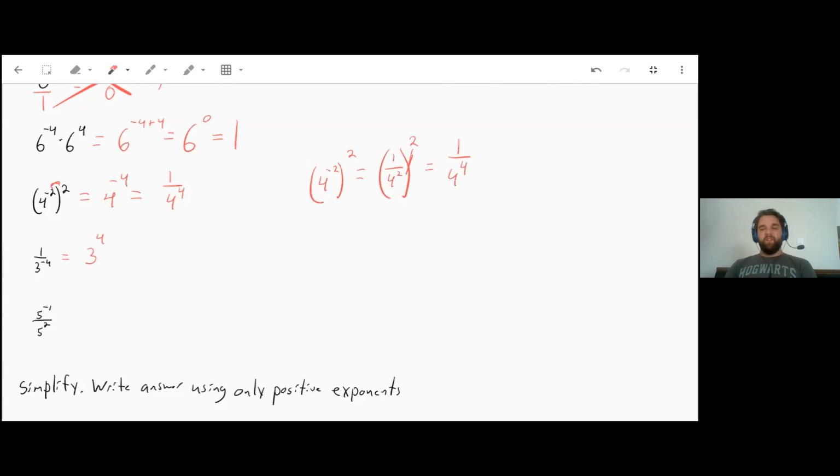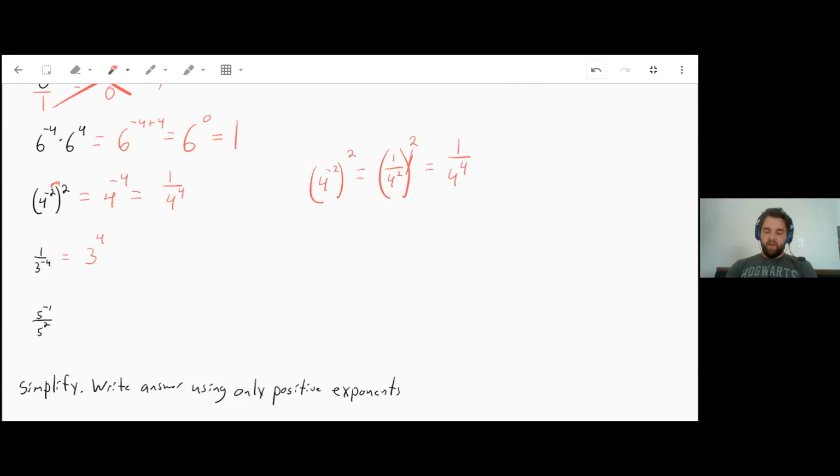For this last one, there's a couple ways you can do it. First way you can do it is think about, oh, we'll just follow that same property, and so we'll take the same base, and then we'll take the top power and subtract the bottom power. So 5 to the negative first minus 2 will give us 5 to the negative third, be the same as 1 over 5 to the third.